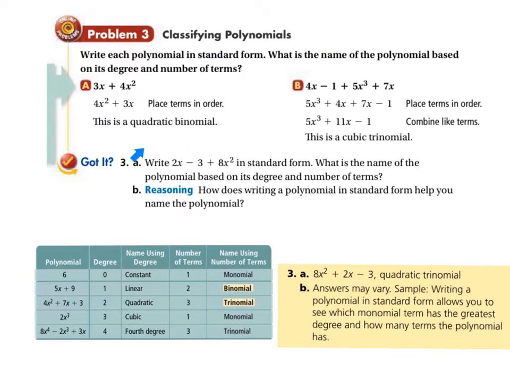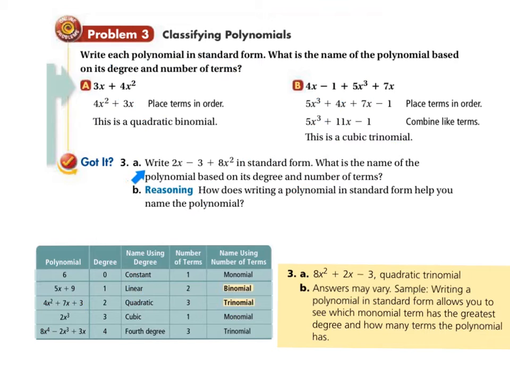This is a quadratic binomial. Again, binomial because we have two terms, right? And quadratic because of the squared. You can use this chart I brought down here to help you with that. Alrighty, so second one, 4x minus 1 plus 5x cubed plus 7x. Again, put it in standard form. Combine like terms. That is important. In this case, 4x and 7x is 11x. Now, we can see it's cubic, the cubed here, and again, 3 of them makes it a trinomial.